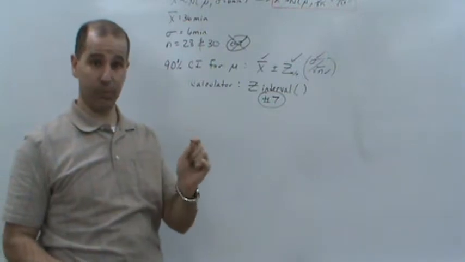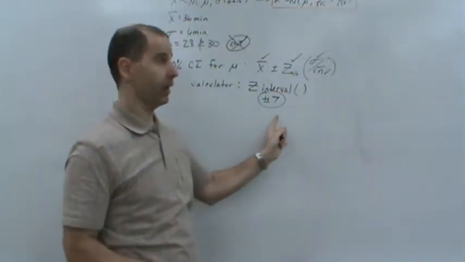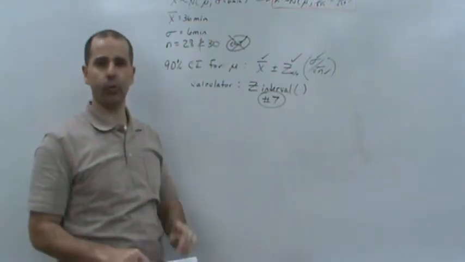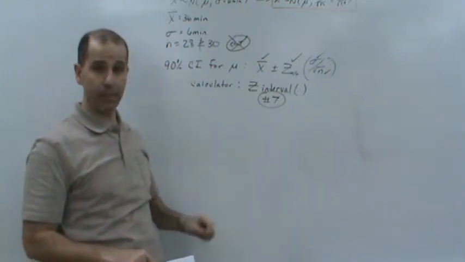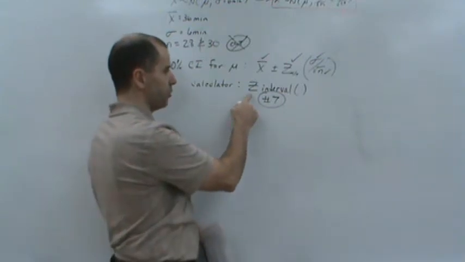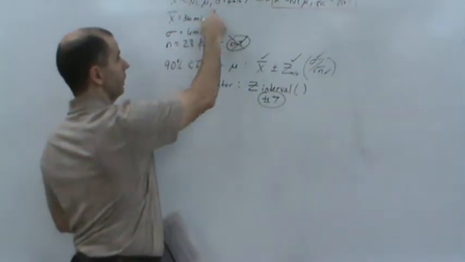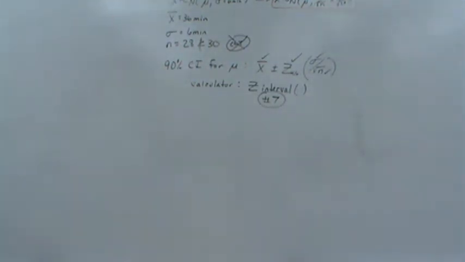If sigma is known, okay? This is all under the assumption that we know sigma, okay? So we'll talk about what if sigma is unknown later on, but for the time being, Z interval is based on a normal distribution when sigma is known, okay? And in this case, it is known. So keep that in mind.